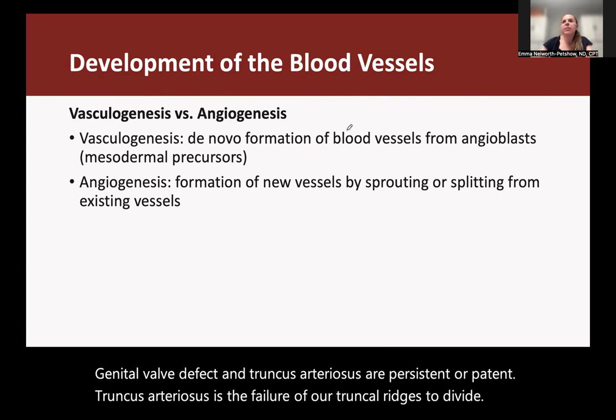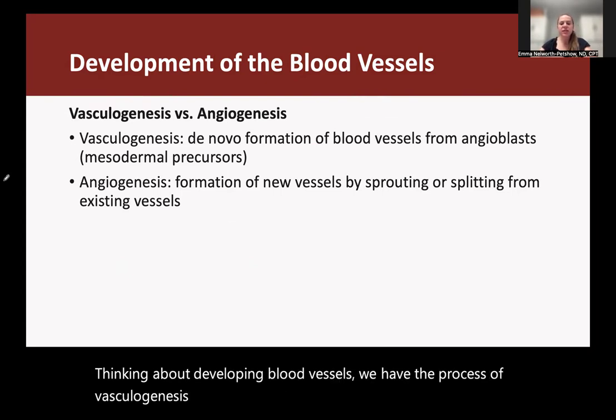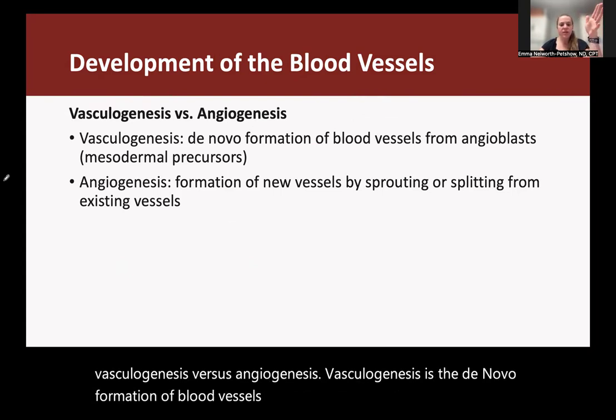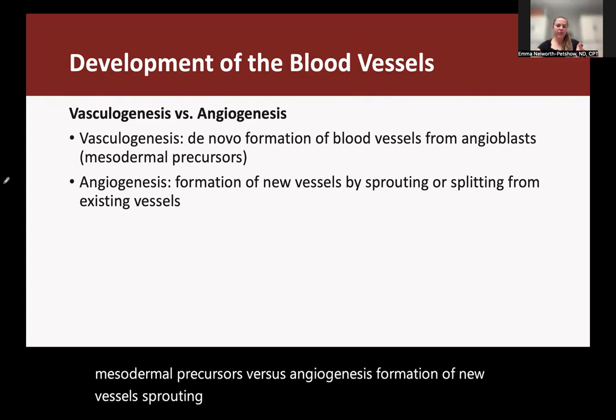Thinking about developing blood vessels, we have the process of vasculogenesis versus angiogenesis. Vasculogenesis is the de novo formation of blood vessels from these angioblast cells, these mesodermal precursors, versus angiogenesis, which is formation of new vessels sprouting off of current or stable vessels.